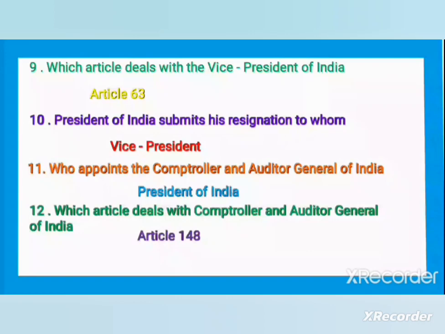Ninth question, which article deals with the Vice President of India? Article 63. 10th question, President of India submits his resignation to whom? Vice President of India. And one more important point here is that Vice President of India also submits his resignation to the President of India. 11th question, who appoints the Comptroller and Auditor General of India? President of India. 12th question, which article deals with the Comptroller and Auditor General of India? Article 148.